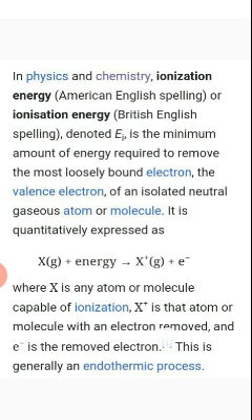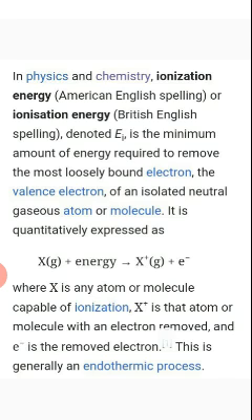Although this property applies to all elements, it is actually a property of metals, because metals have one or two extra electrons that can be lost to become a positive ion. In American English, the spelling of ionization energy is somewhat different.